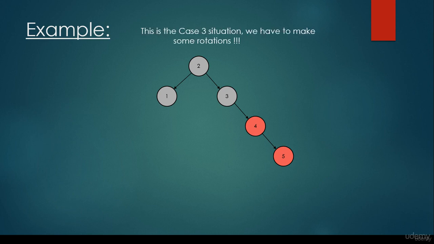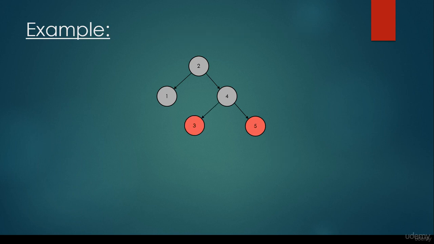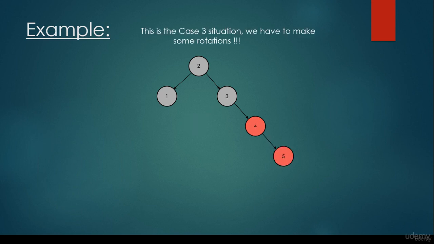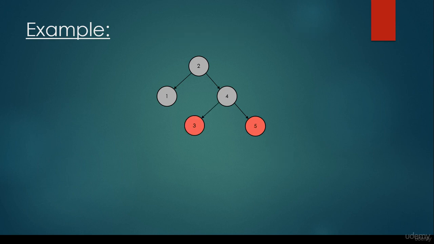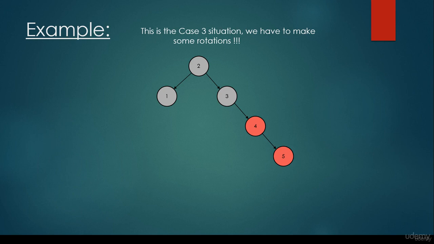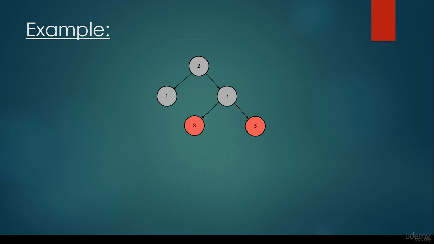It's going to be the case 3 situation, so we have to make some rotations. We are going to rotate it, and we have to update the colors, as you can see, because the 4 is going to be the root node in this subtree, and instead of the color red, it's going to have the color black. So after the rotation and the recoloring phase, it's going to be a valid red-black tree again.